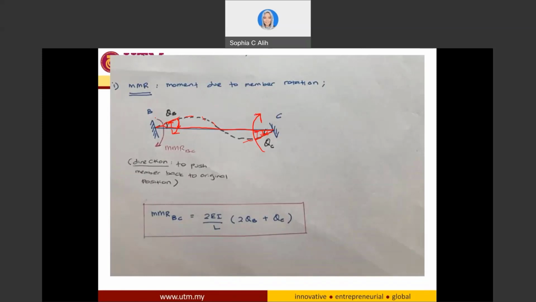Okay. What is the equation to calculate moment due to member rotation? If I want to calculate MMR for BC, the equation is 2EI over L times 2 theta B plus theta C. What is theta B? Theta B is this one. Theta B is on the end of B, and theta C is near to the support C. So keep this equation: MMR BC equals 2EI over L times 2 theta B plus theta C.